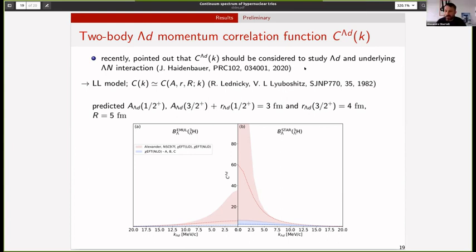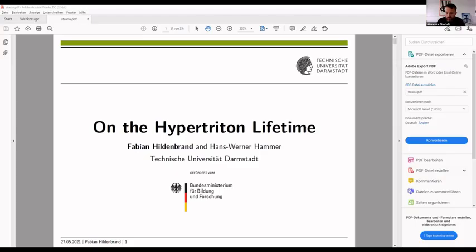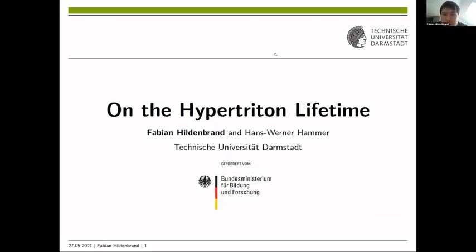Okay, so thank you for your presentation again, and so we move on to Fabian Hildenbrand, and we will continue on the Hypertriton and discuss lifetime. I think everything works, and also a warm welcome from my side, and thank you, Alexandre, for the introduction. I'm glad to be allowed to present our work on the Hypertriton lifetime that I did with Hans Hammer over the last year, so to speak.